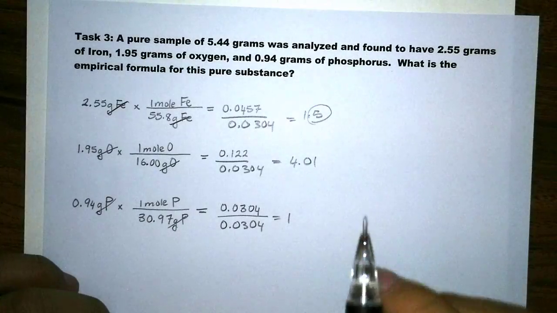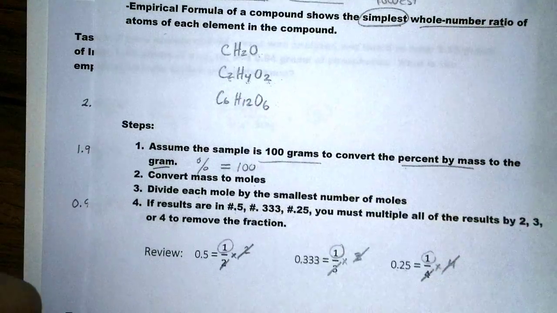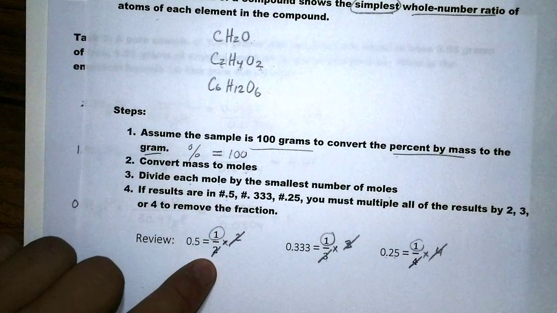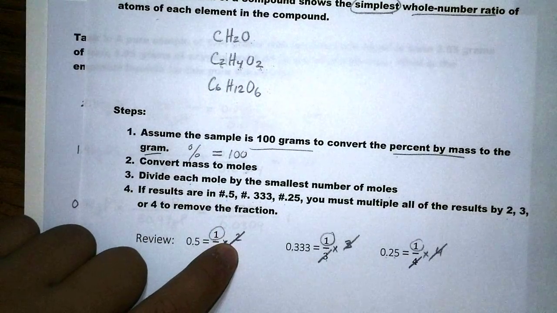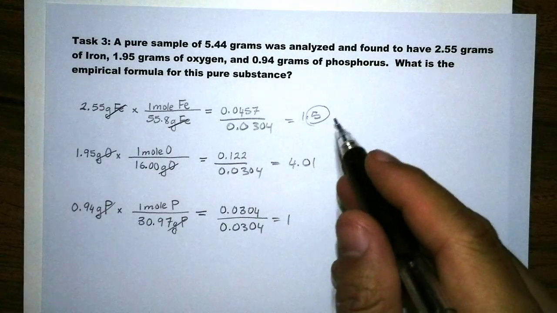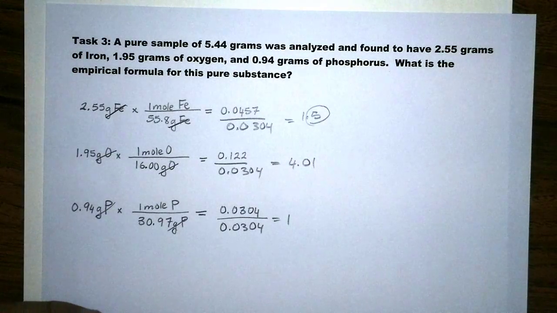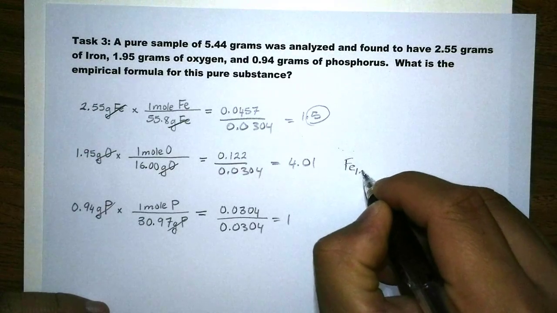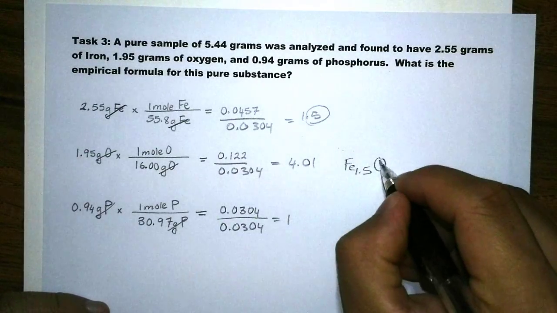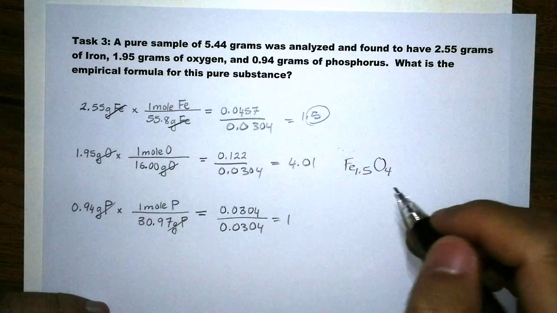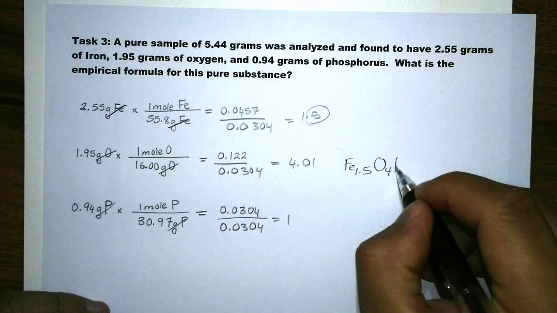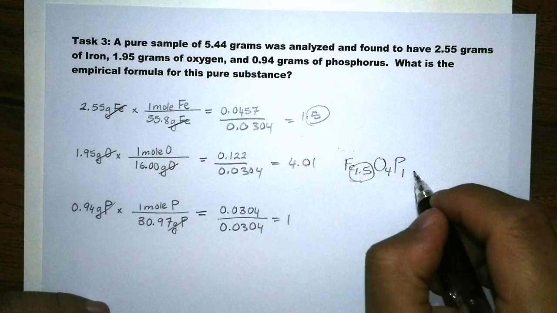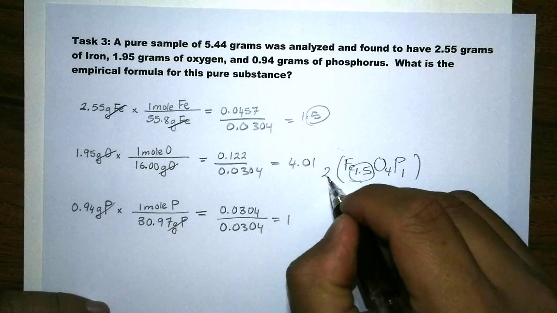So again, we have to go back and think in terms of how do I get rid of this fraction 0.5? 0.5 is equal to 1/2, so we have to multiply everything by 2. Because right now, if we were to interpret this in terms of a chemical formula, we would have Fe 1.5, and oxygen would be 4, and then phosphorus would be just 1. But that right there is not a whole number, so we have to multiply them all by 2.